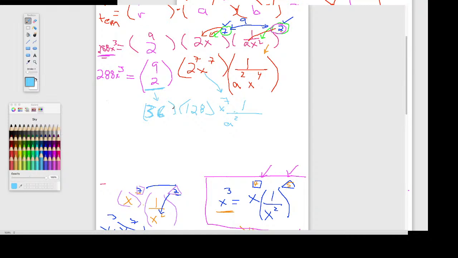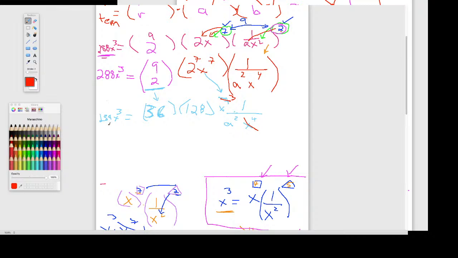So, we have 36, 128, x to the power of 7 here, and then we have 1 over a squared, x to the power of 4 on the bottom, and that's all still equal to 288 x to the 3. Now what you should realize is, of course, if you have x to the 4 on the bottom, it gets rid of x to the 4, and you scratch out 4 from here, so we have x cubed. So everyone, that was our goal, wasn't it? We wanted to match these terms.